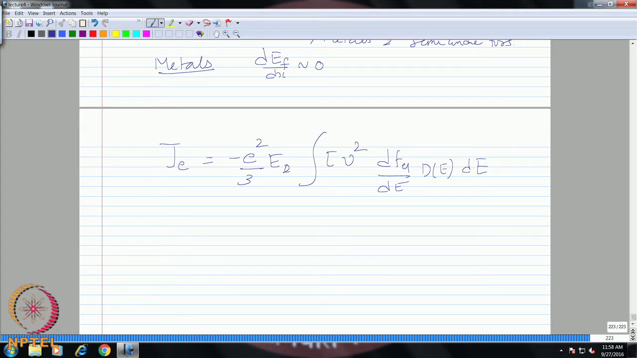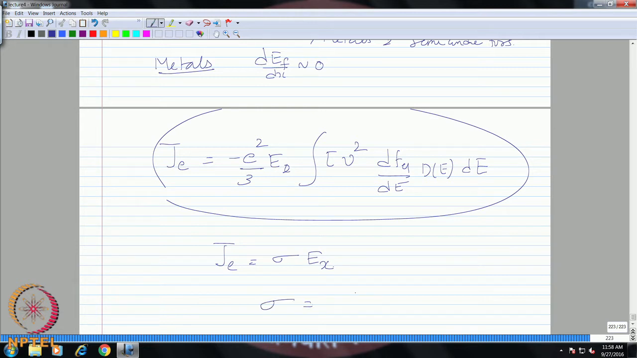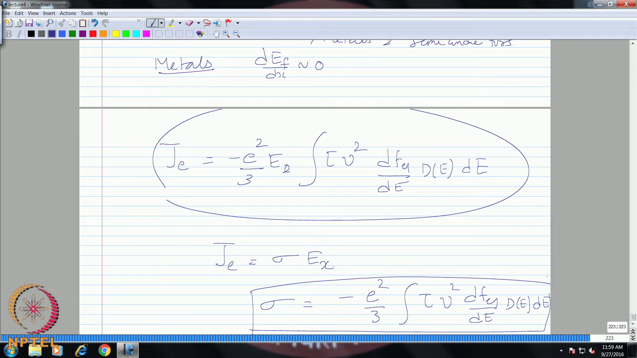Okay. So, this is your Ohm's law, provided you recognize that the way you write Ohm's law is current flux equal to electrical conductivity times the electric field. That means your sigma should be equal to minus E square by 3 integral of tau V square dF equilibrium by dE d of V dE. So, this will be your expression for electrical conductivity. Okay. We will make one more approximation to make it much simpler, and tomorrow we will complete that exercise.